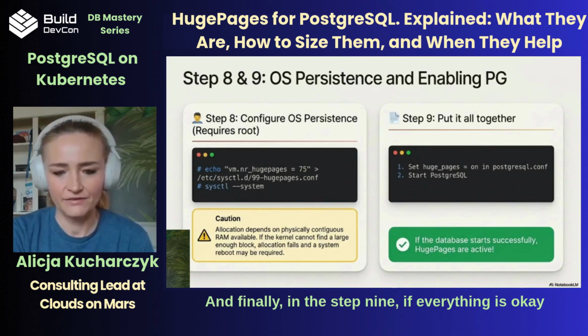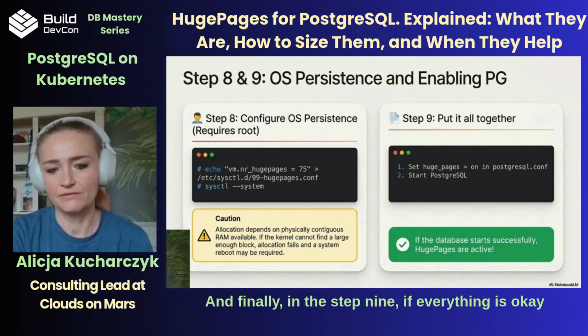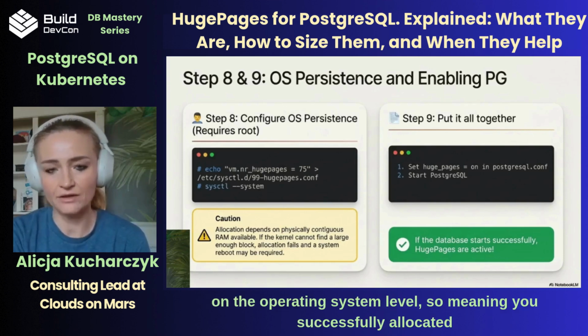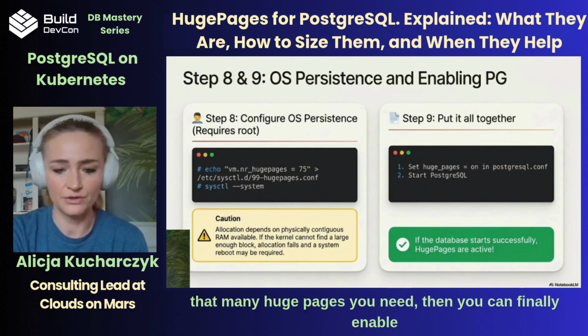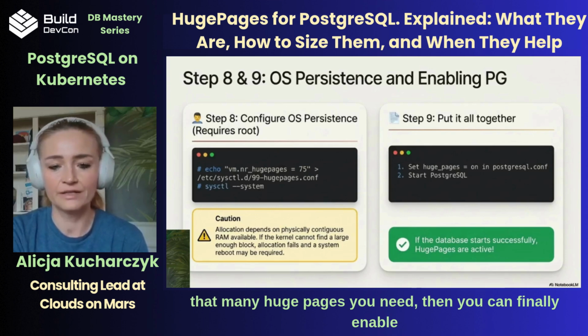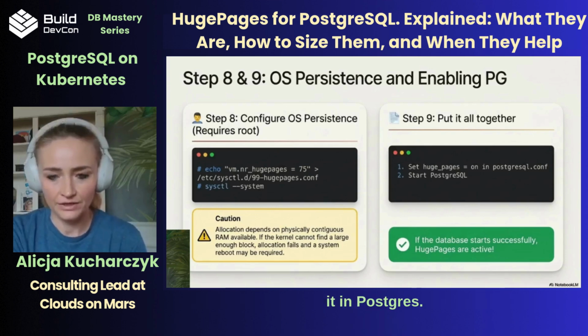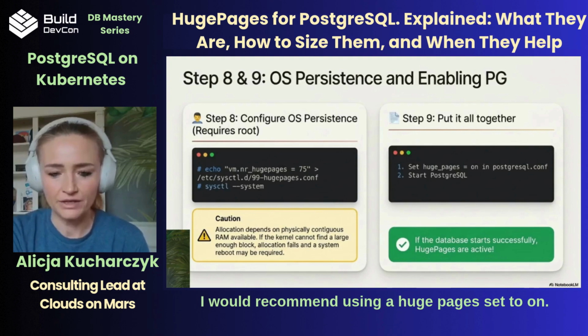And finally, in step 9, if everything is okay on the operating system level, meaning you successfully allocated as many HugePages as you need, then you can finally enable it in Postgres. I would recommend setting huge_pages to on.